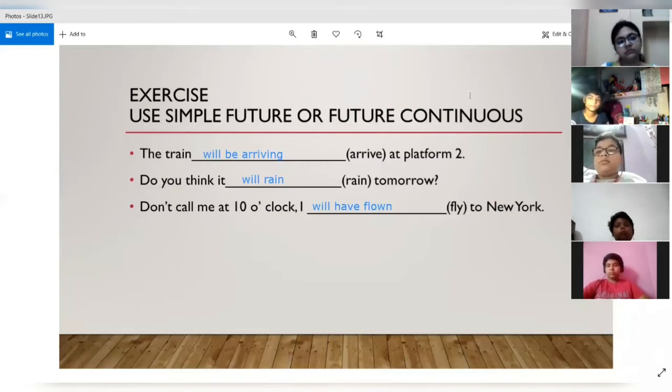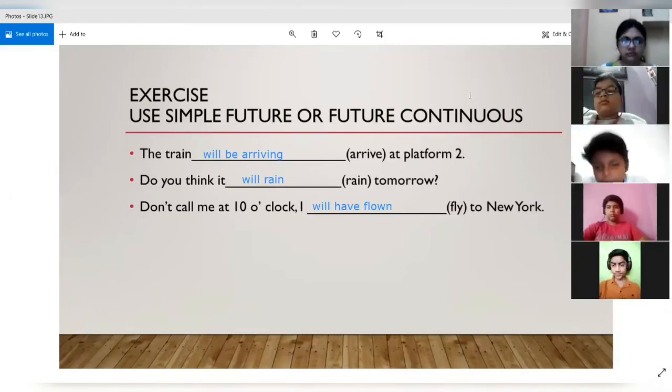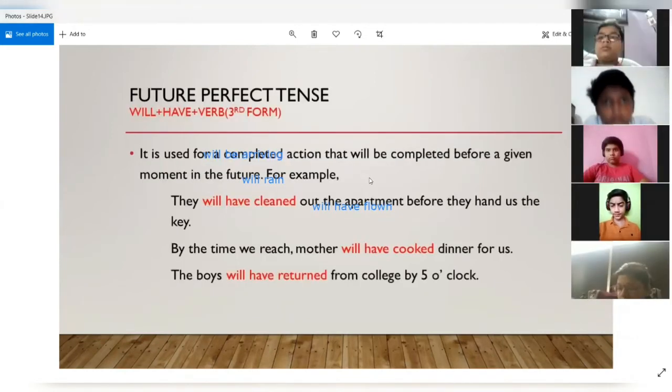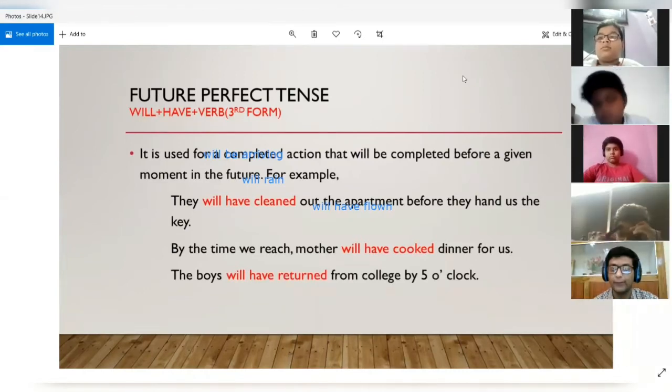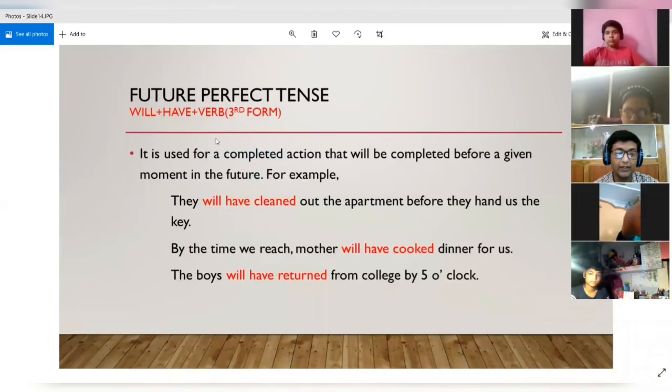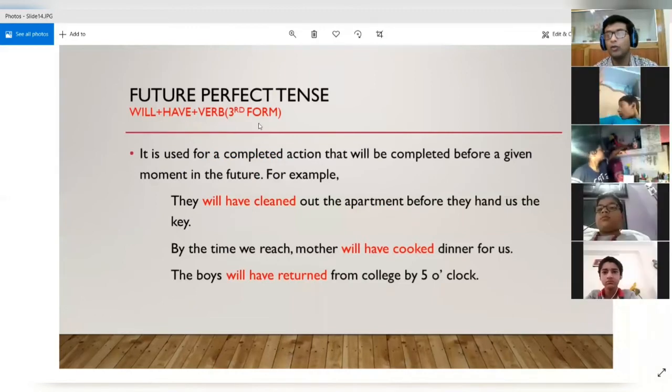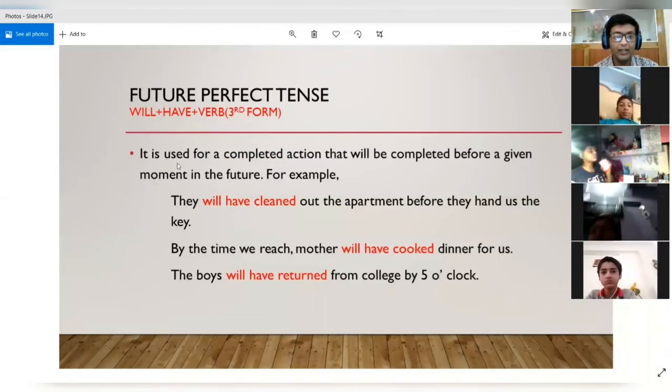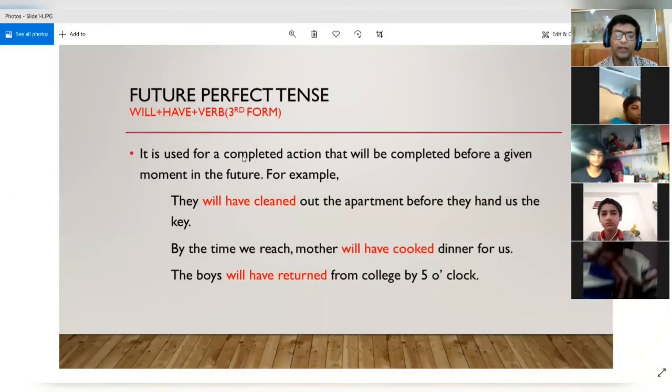Okay. So this completes our exercise. Now we are going to look at the future perfect and the future perfect continuous forms of tenses. All right. So let's see the form that the future perfect tense takes. It will be will plus have, and the third form of the verb. Okay. So it has only one use.